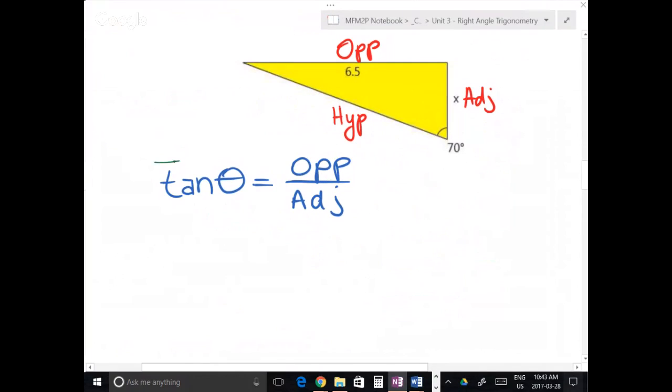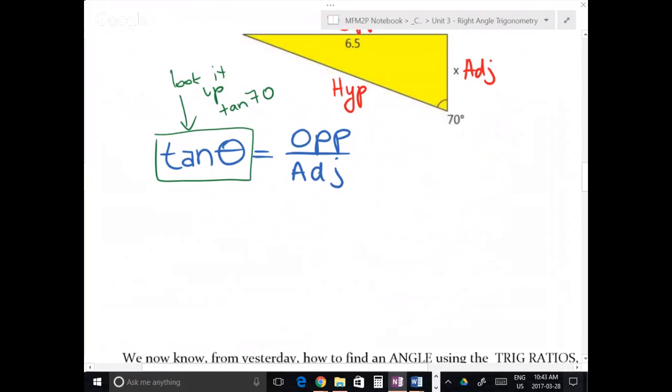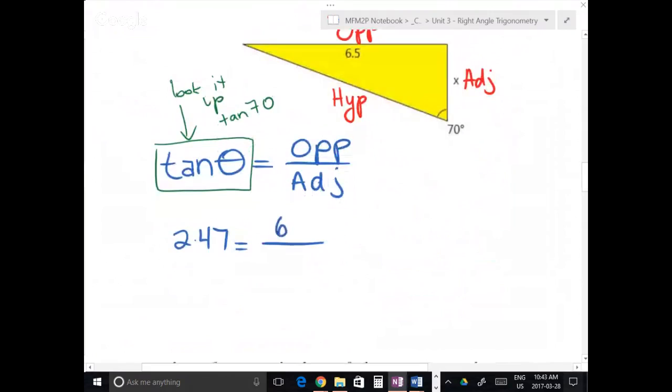I have to go to the big number chart. I got to look it up. What do I get when I do that? The tan of theta, what is theta? Yeah, so tan 70, what did you get when you looked that up? 2.47. And what does that give me on this side? Opposite is 6.5. X is on the bottom.